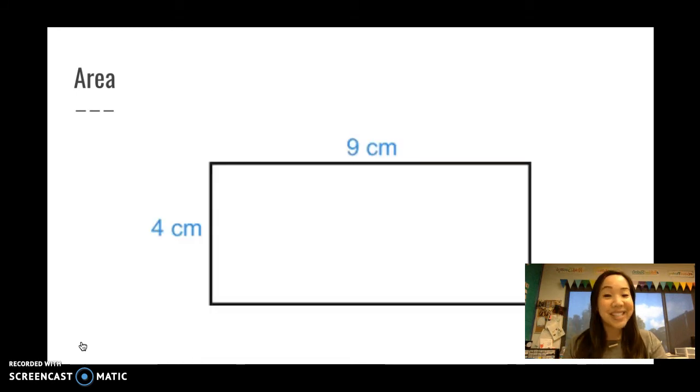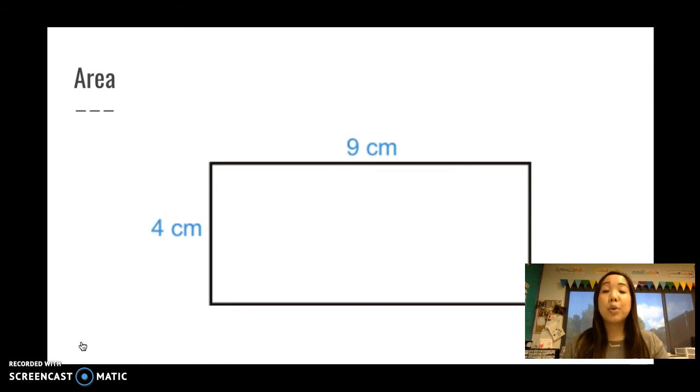So we're going to use the same rectangle, and we are given the length and the width here, and that's all we need to find the area. We just need the length times the width. So for this rectangle, we're going to multiply 9 times 4. And I know that 9 times 4 is 36.